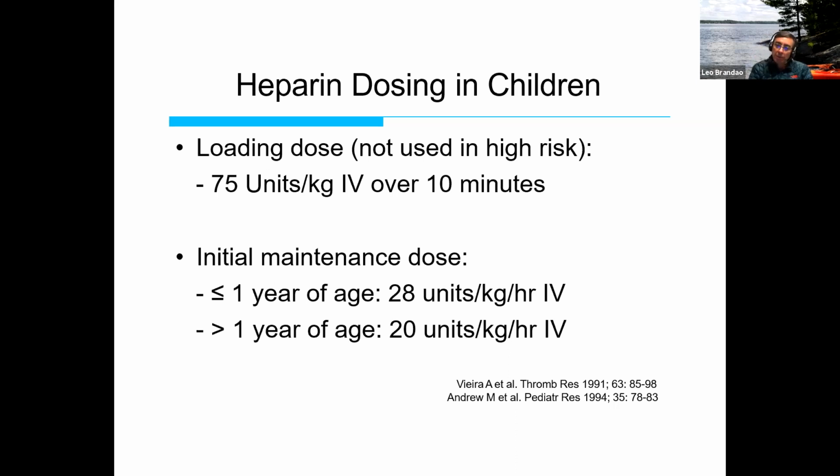Another important principle, I said 2 or 3 of them already, is that the younger the patient in general, the higher amount of anticoagulant per kilo is required to reach the same equivalent adult effect. So this applies to unfractionated heparin or IV heparin as well, in that patients younger than 1 year of age will require 28 units per kilo, in contrast to 20 units per kilo in patients older than 1 year of age. So more maintenance dose to the younger patients.